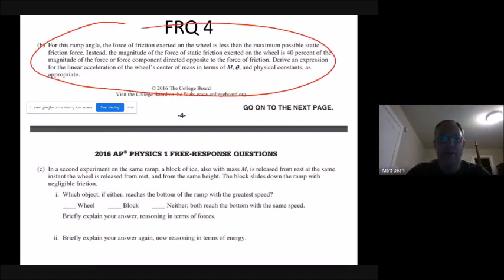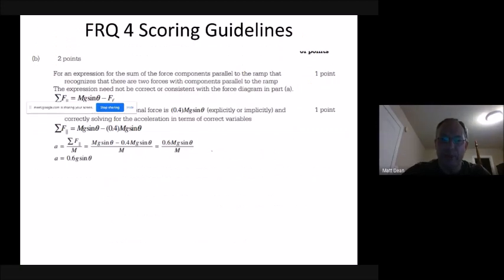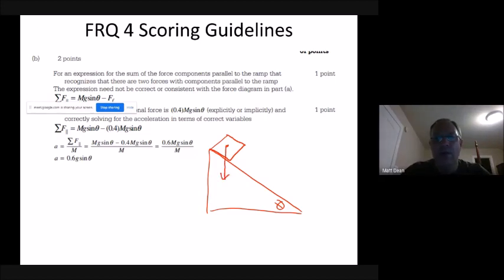But let's go back and look at the rubric, and let's just put a picture here, like so. So our plane is theta, and instead of trying to draw the wheel, I'm just going to draw a box. What I want you to think about first is the weight. So there's the weight of our box. That's mg. And I want to break that into components. I want to break that into one component that's perpendicular to the plane and one that's parallel to the plane.